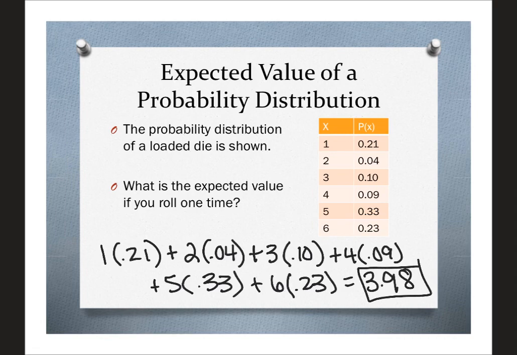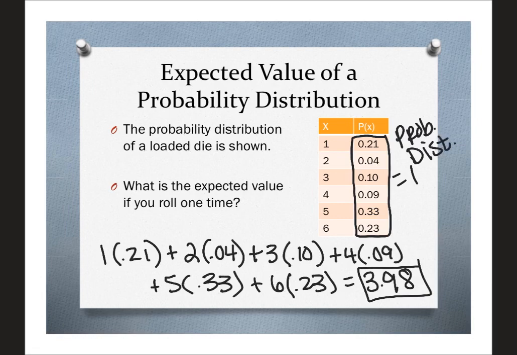Another thing I do want to mention is that yes, this is my expected value, but if you look at all of these probabilities, when you add them together, they equal 1. So that's what we were doing on the other page. The probability distribution is what I have here. That's the whole point. So the probabilities should equal 1, and then my expected value is 3.98.